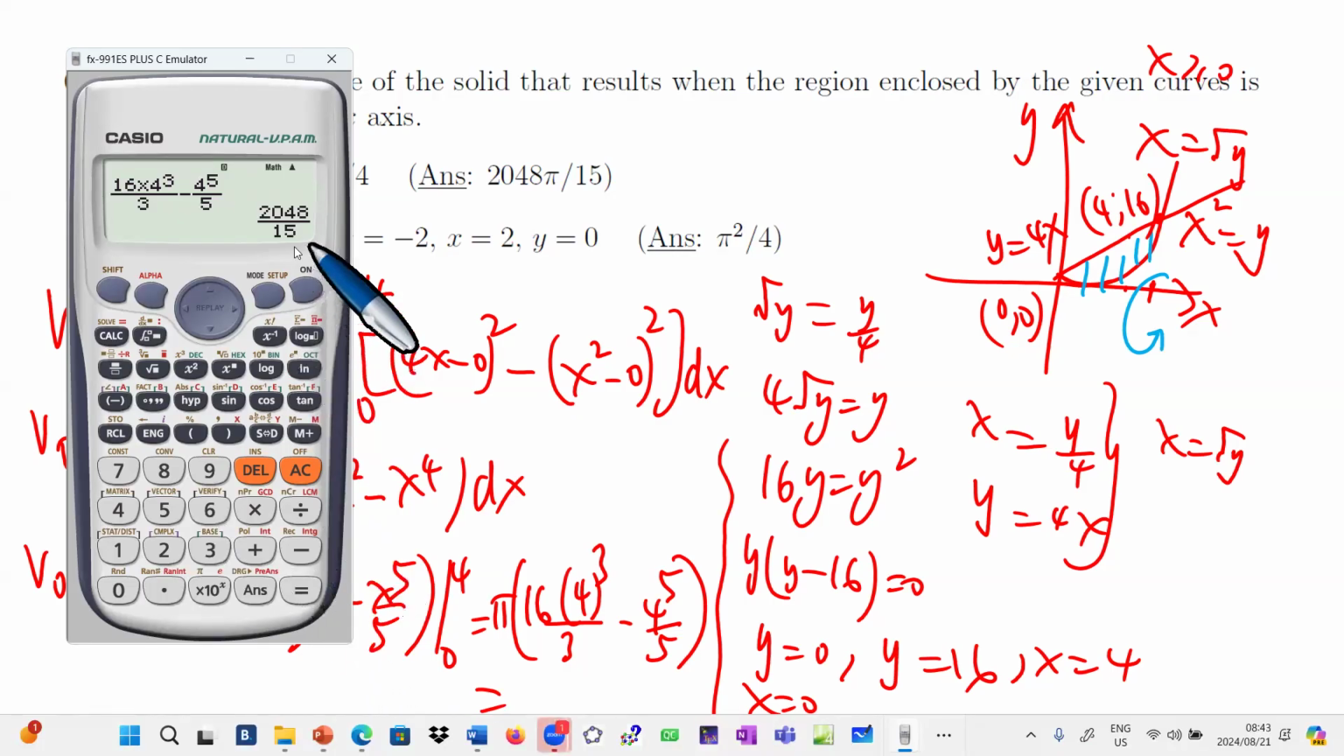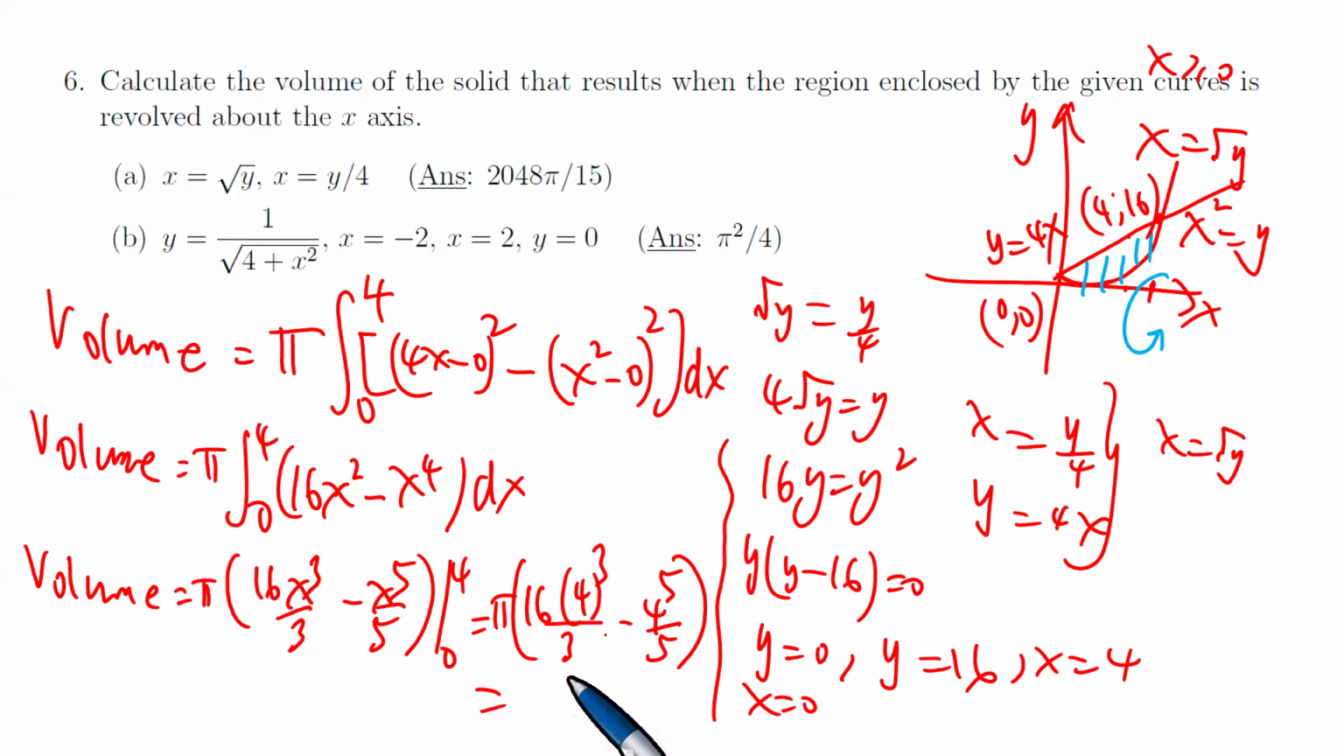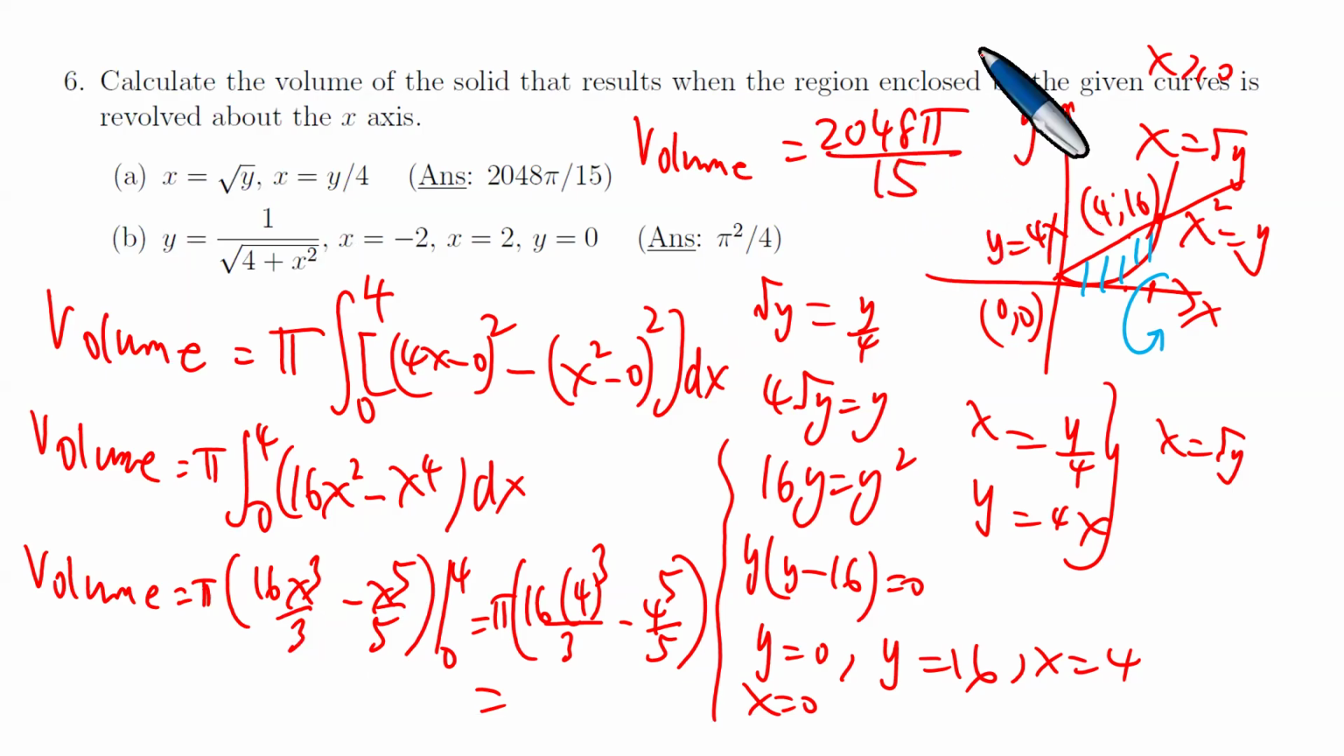And then you have, okay, that's fine. I'm going to check your chat. So it's 2048 pi over 15. So indeed, we got that the volume is 2048 pi over 15 cubic units, or units cubed.